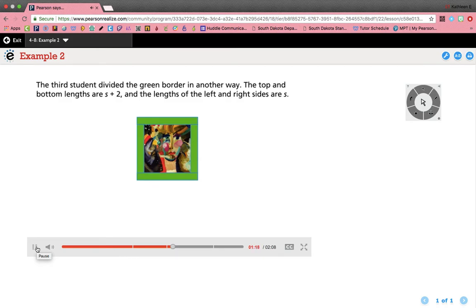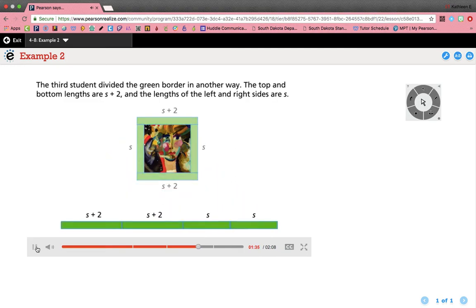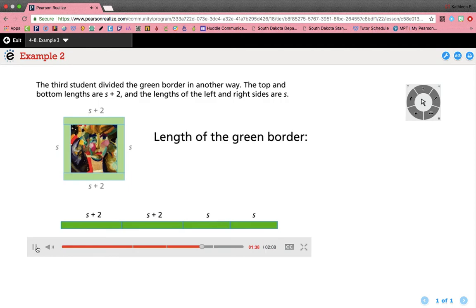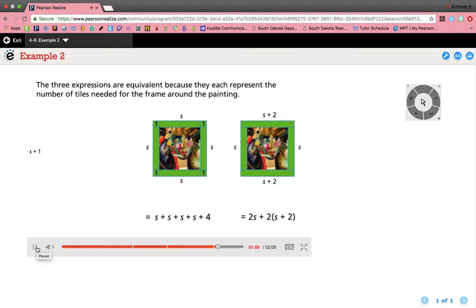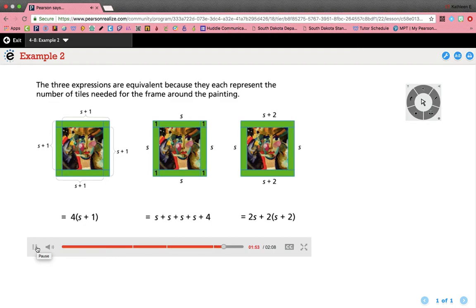The third student divided the green border in another way. This student started at the top and bottom lengths. This student stated that the top and bottom lengths are s plus 2, and that the lengths of the left and right sides are s. Then the student made an area model to show the sum of the 4 lengths. The length of the green border is 2 times s plus 2 times the quantity s plus 2. The student's work shows that the three expressions are equivalent. They each represent the number of tiles needed for the frame around the painting.